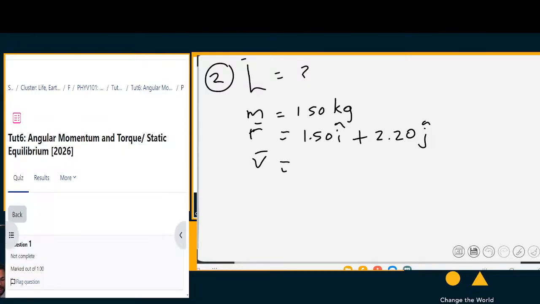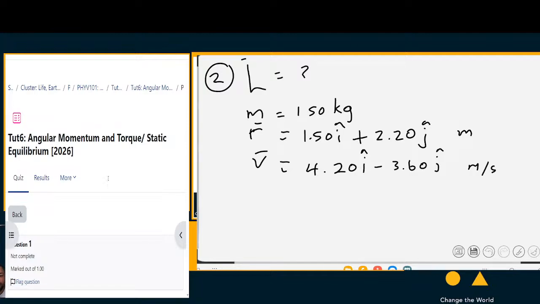Note that they gave us the velocity instead of the momentum, but you have been given mass, so you can calculate. That is the position vector, in meters, of course, and this is in meters per second. So we have been given mass, velocity, position. So how do we calculate angular momentum?